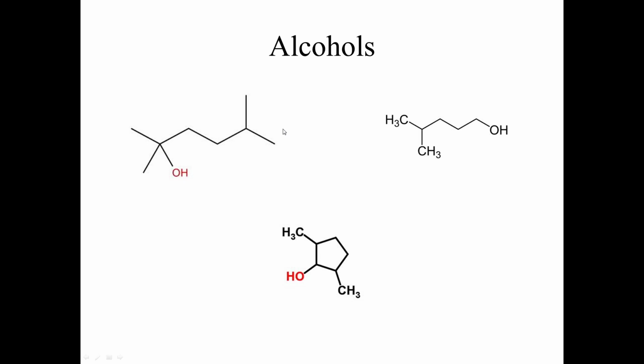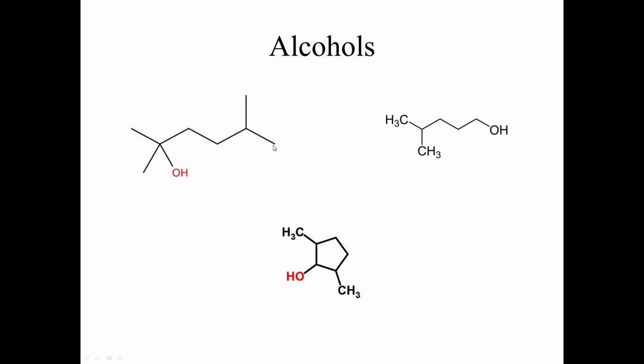So hexane, change the ending. Hexanol, where is it located? It's on number 2. If I start counting from this end, it gets number 5. That's too long. So it's a 2-hexanol. And then what's on it? I've got a pair of methyl groups. And they're on 2, 3, 4, and 5. Right? So 2 and 5.